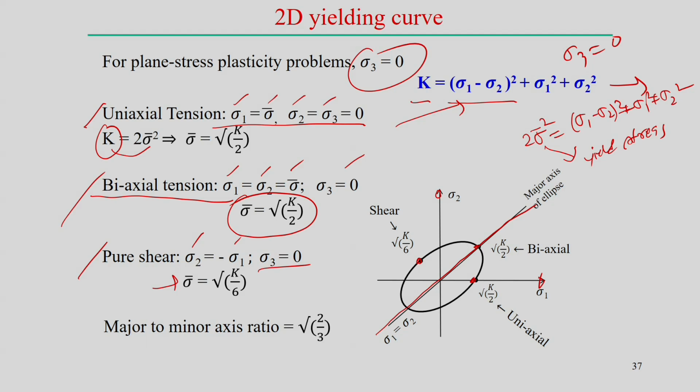This is the major axis of an ellipse, and this is the minor axis of an ellipse. So, this is the locus of all these points such that the minor to major axis ratio equals root over 2 by 3. So, this way we can represent the different values of K and the different functional forms of a yield curve in the different situations.